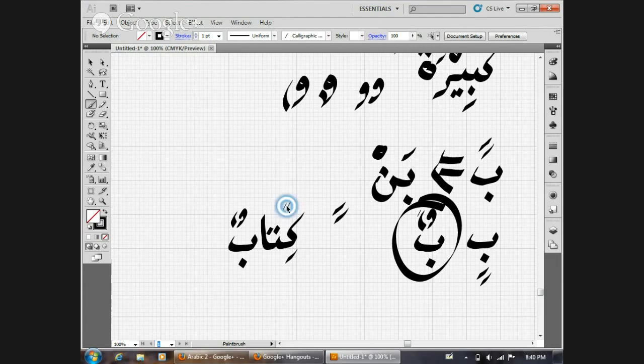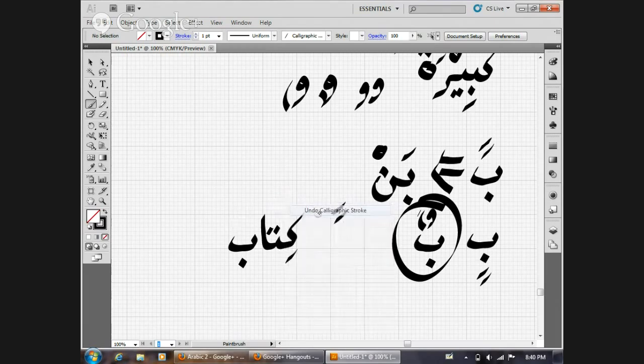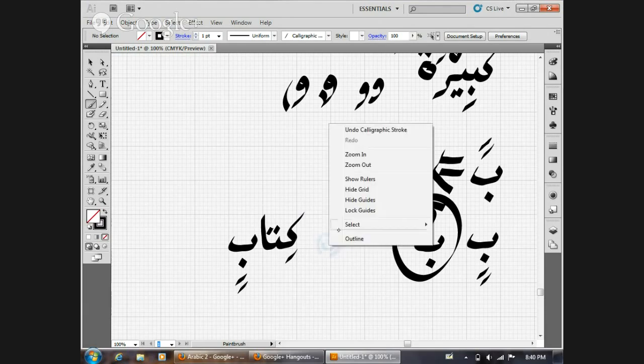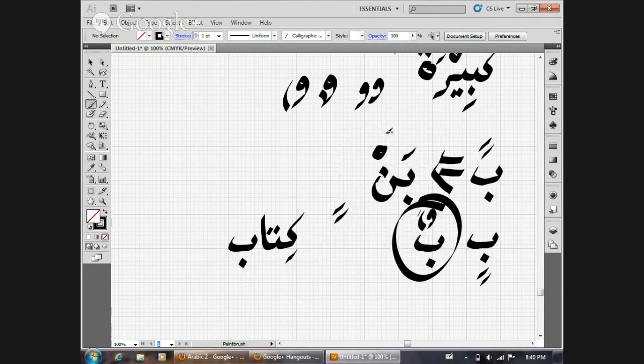Now, if I undo this, it allows me to undo. Now I put 2 kasras here. What do I get? Kitabin. Good. Now if I add 2 fathas here, what do I get? Kitaban. But here's the trick. Whenever you add 2 fathas at the end here, you know what happens?